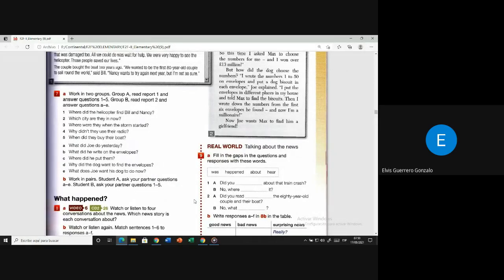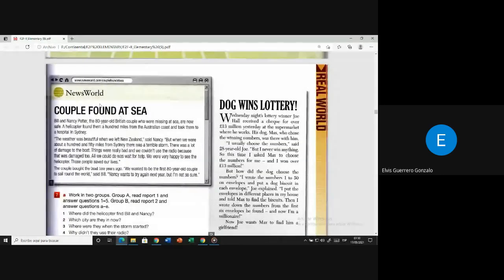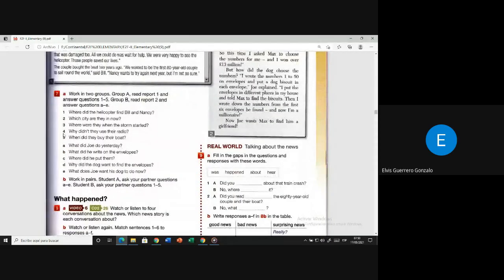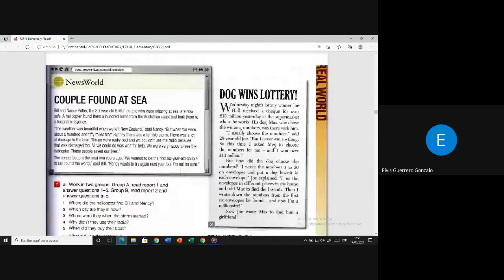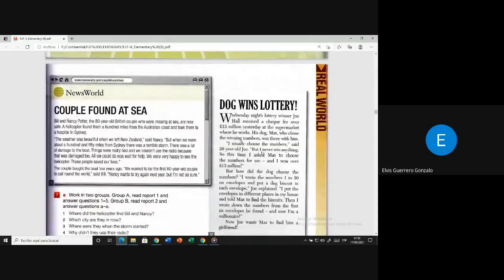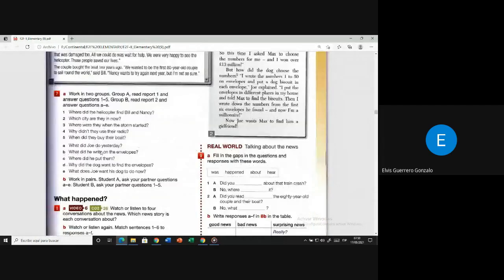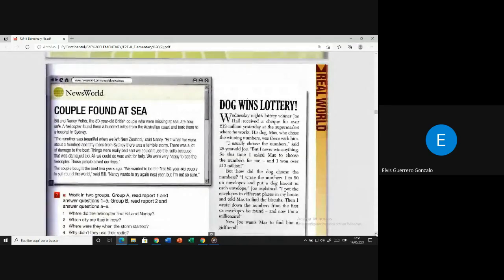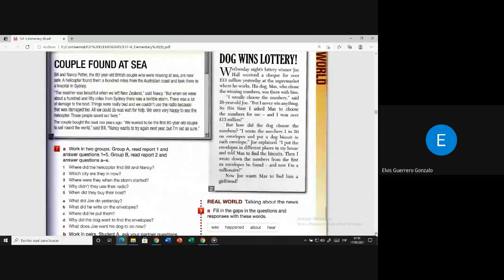Is it okay? Group 1, read report number 1, couple found at sea. Answer questions 1, 2, 3, 4, 5. Group number 2, read the report number 2, Duck Wins Lottery. Answer questions A, B, C, D, E. Okay. You have 4 minutes to read the reports.